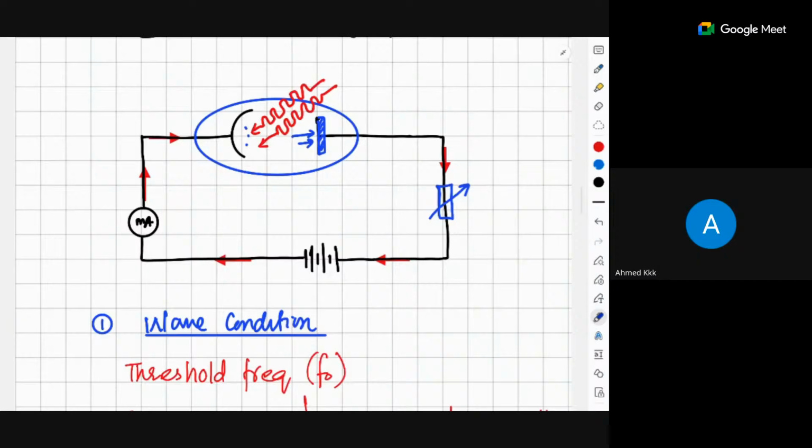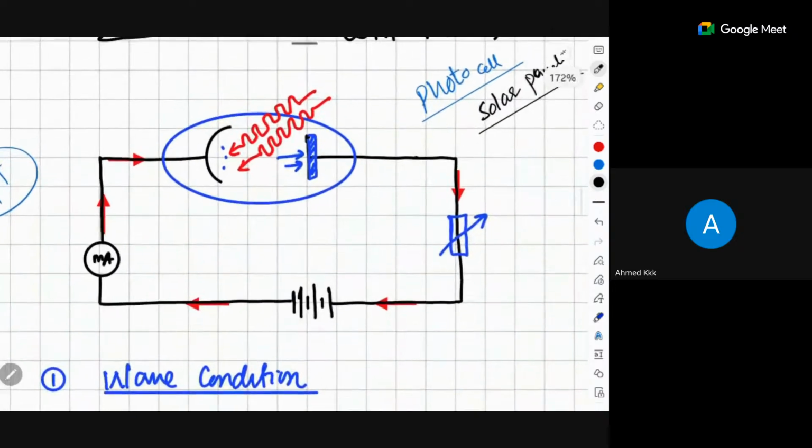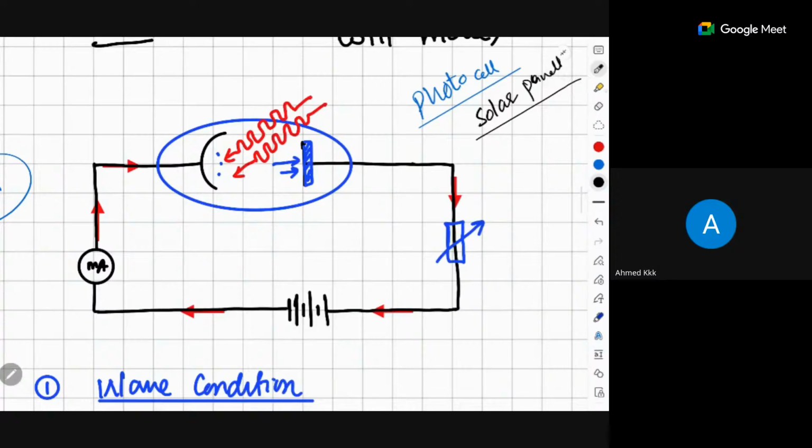So Einstein in 1905 or 1907, I think, I'm not quite sure about the dates, but he worked on this setup, and this setup was basically named as your photocell. Usually now we call that photos. I mean, solar panel is based on this, right? So that means, what did he do? He just managed one thing: a metal was placed in front of the light source.